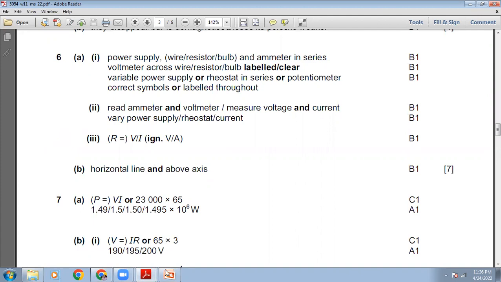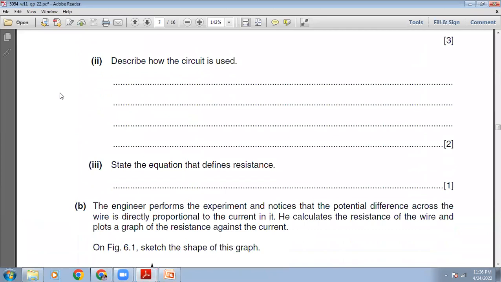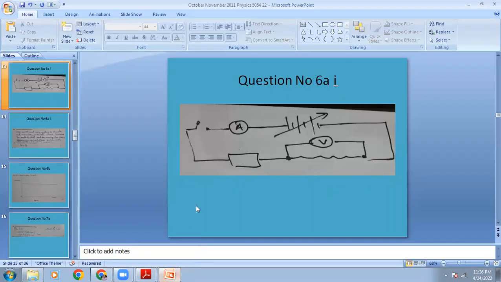So what is the question? Describe how the circuit is used. So what we will do: I will keep the voltage minimum. I will close the switch. I will note down what is the reading on the ammeter. I will note down what is the reading on the voltmeter.